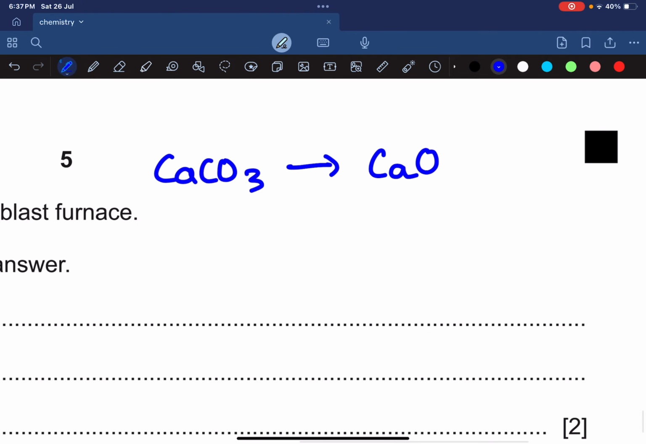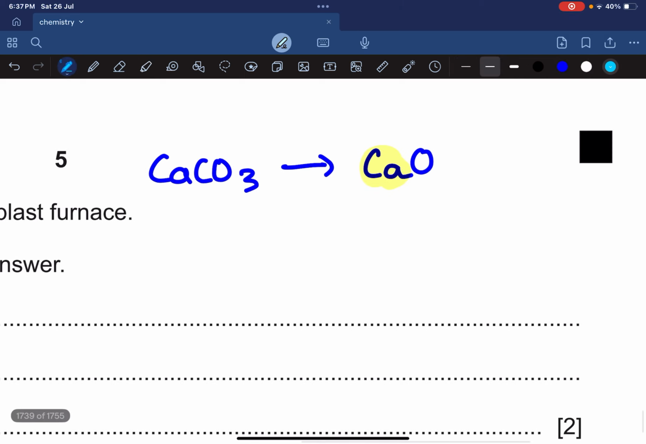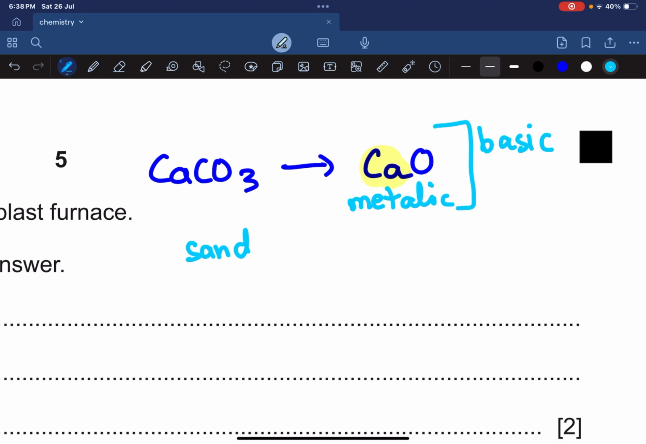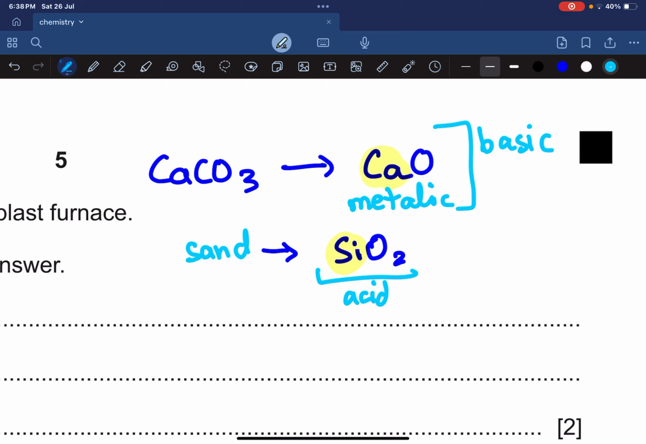Calcium oxide, what is calcium? What kind of thing is calcium? I know that calcium is a very good metal, and metallic oxides are basic oxides. So my calcium oxide, which is CaO, is going to react with, what is sand? What is the formula for sand? The formula for sand is SiO2, which is silicon dioxide. Silicon being a non-metal, and non-metallic oxides are acidic. So this one right here is my acidic oxide.